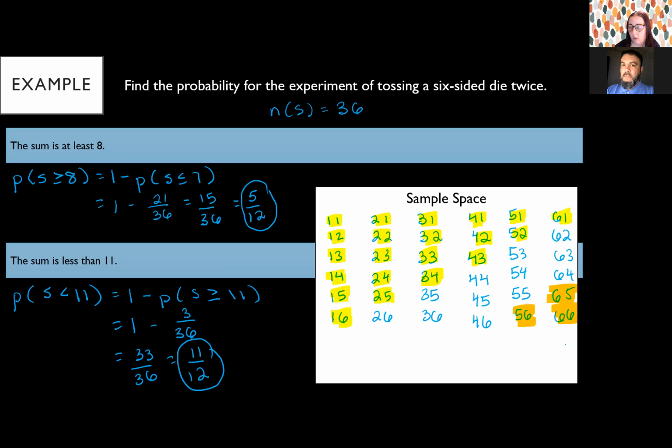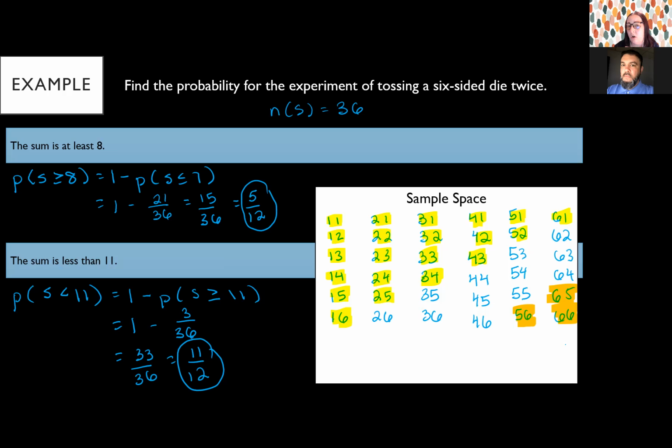Okay, so I just have these three examples just to demonstrate how you can use the complement. As I said, you don't have to use it. The places where you would use the complement is whenever you're asked for an at least or at most or less than, those kind of things. Those are good ones to use the complement.